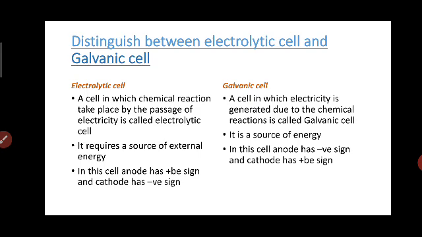So look here. What is the electrolytic cell? The cell in which a chemical reaction takes place by the process of electricity is called the electrolytic cell. The galvanic cell is the cell in which electricity is generated due to chemical reactions. So the electrolytic cell requires a source of external energy; we connect the battery. But the galvanic cell is itself a source of energy. There are no external agencies.